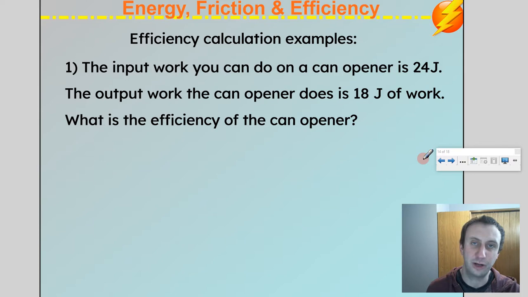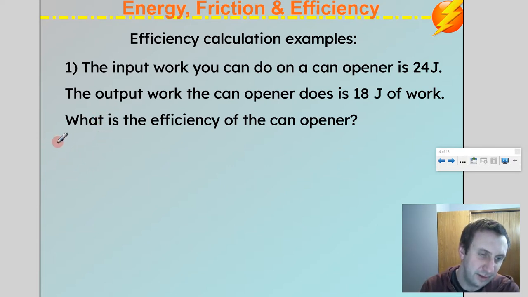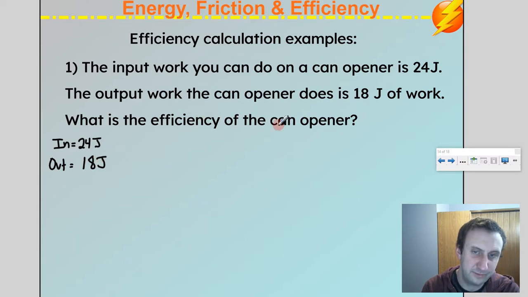All right, so let's deal with some percent efficiency calculations. We're going to use our full problem solving process here to get through this, and let's see how we do. Now, I like doing a little bit of a shorthand here, which I'll introduce as I go through. The input work you can do on a can opener is 24 joules. I'm actually just going to write that out as in. So I have in is 24 joules. The output work out is 18 joules. And the question is, what is the efficiency of the can opener? I normally write this out as a percent sign and then EFF, meaning efficiency.